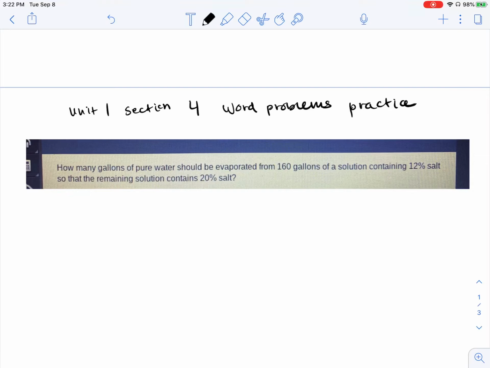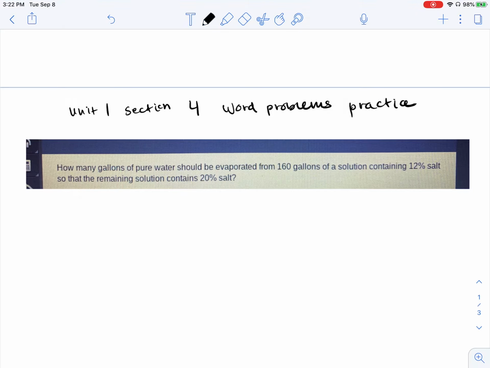So here's another word problem from Unit 1, Section 4. This is from the practice section of the word problems. So the question is, how many gallons of pure water should be evaporated from 160 gallons of a solution containing 12% salt so that the remaining solution contains 20% salt?